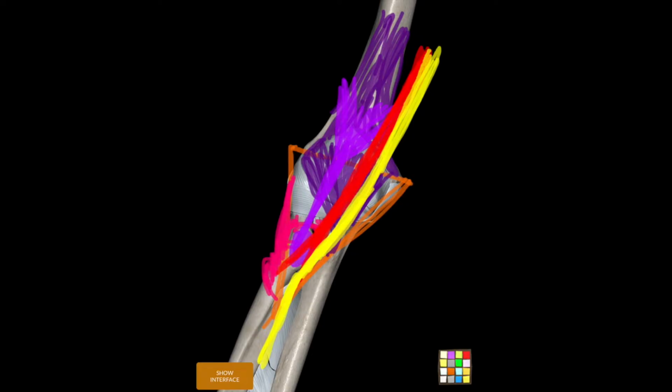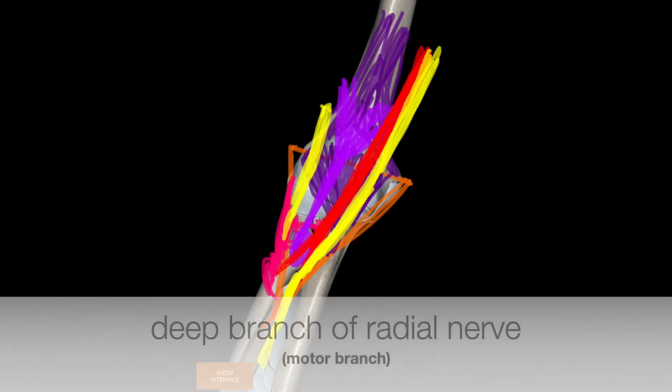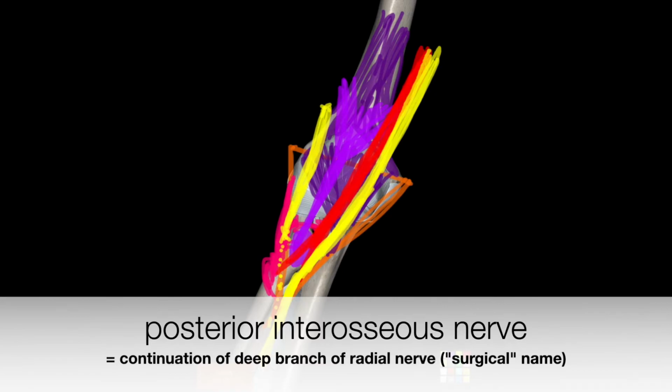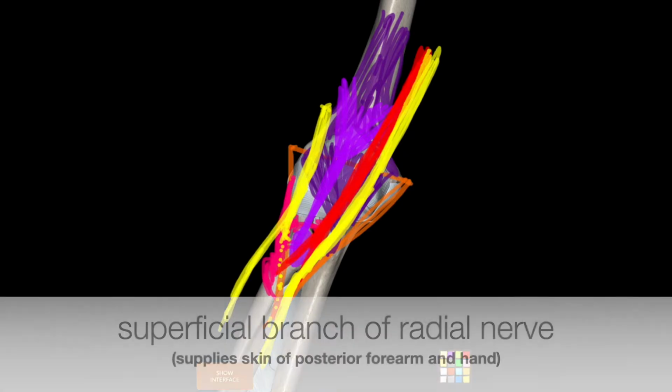Partially hidden by the lateral border is the radial nerve, which you will recall entered the anterior compartment by perforating the lateral intermuscular septum in the distal arm and then crossed the elbow joint anteriorly. And the radial nerve splits into two branches, one a deep or motor branch which pierces the supinator muscle here, supplies it, and then curls around the back of the radius to become the posterior interosseous nerve, which is the motor nerve of the extensor compartment. The other branch is the superficial branch of the radial nerve, which supplies the skin of the posterior forearm.